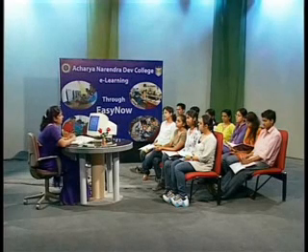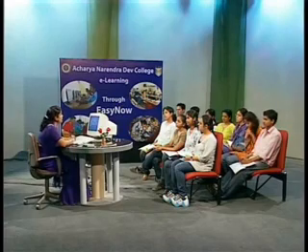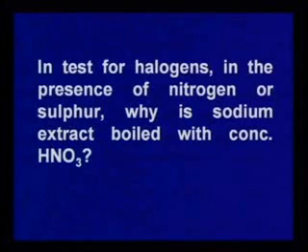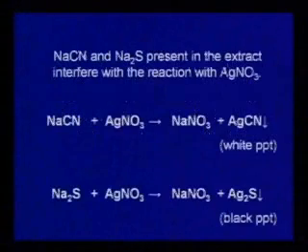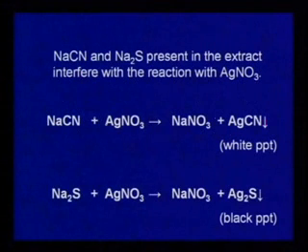Now, the first question which might come to your mind is, in the test for halogens, why are we performing the silver nitrate test differently when nitrogen and sulfur are present or absent? The difference is that we are heating the sodium extract with concentrated nitric acid. So why is the sodium extract boiled with concentrated nitric acid in the presence of nitrogen or sulfur? The reason is that if nitrogen is present, it is present in the form of sodium cyanide, and sulfur in the form of sodium sulfide. They interfere with the silver nitrate test. And how do they interfere?